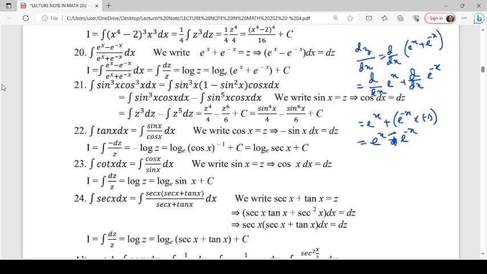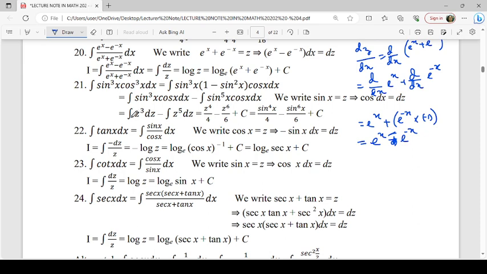Then integration of tan x. There is no formula for the integration of tan x. That is why we need to write sin x by cos x. If we write cos x as z, then minus sin x dx is dz. So this is minus dz by z, and this is minus log z.